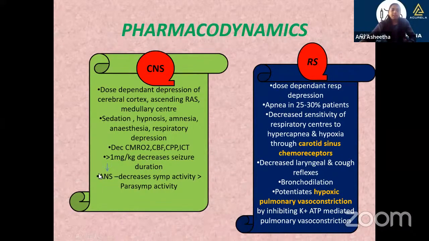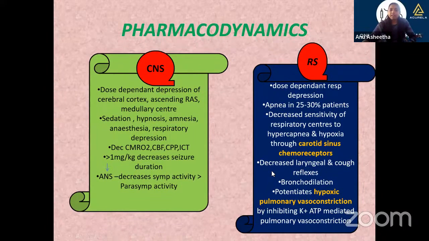In the autonomic nervous system, they decrease the sympathetic activity rather than inhibiting the parasympathetic activity. In the respiratory system, it causes dose dependent respiratory depression. Apnea occurs in 25 to 30% of patients. It also decreases the carotid sinus receptor mechanism and chemoreceptor mechanism, hence depressing the ventilatory centers, causing hypercapnia and hypoxia. It causes decreased laryngeal and cough reflexes.